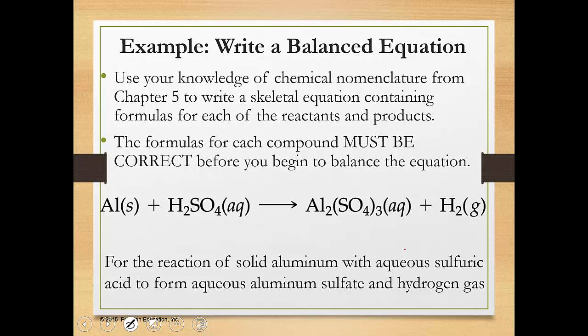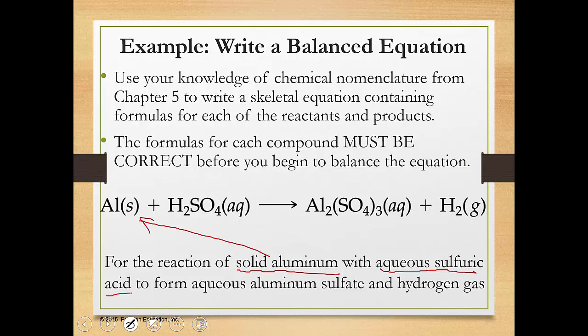So running through an example, we're going to use what we learned in Chapter 5 and what we just talked about here to write skeletal equations for reactants and products, and then we will go through and balance. So we're starting here with the reaction of solid aluminum. So we would write that as Al solid with aqueous sulfuric acid.